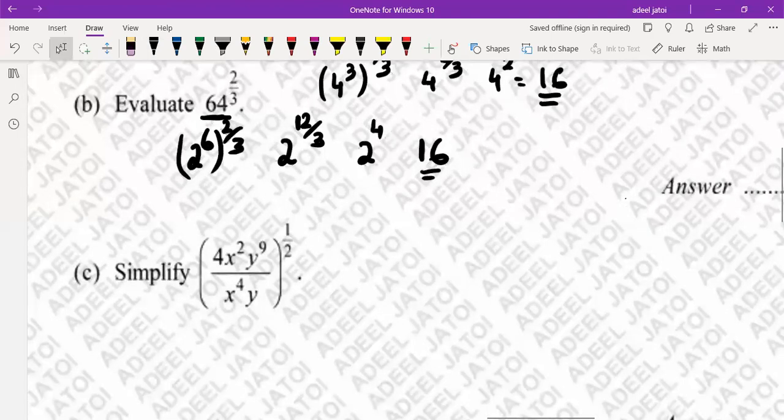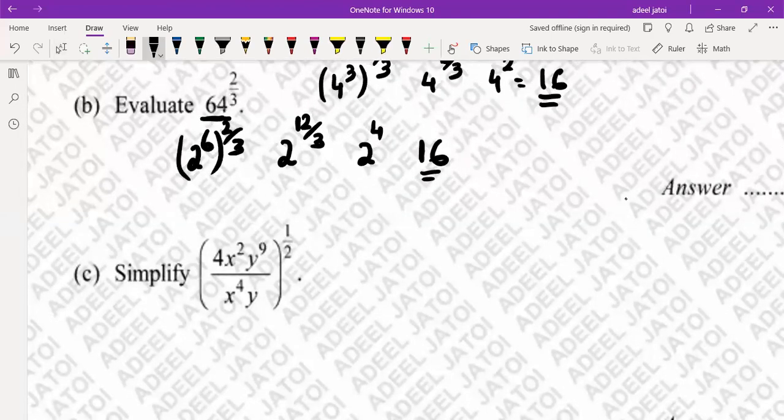In part C, you need to understand that there is numerator power as well as denominator power. So it's easier to cancel the powers because there is a division sign. What we can see is 4 is in the numerator, x squared is in the numerator, whereas x to the power 4 is in the denominator. So if we cancel square and 4, we will be left with square only. Whereas we have y to the power 1 in the denominator and y to the power 9 in the numerator. 1 is cancelled with 9, so you will be left with to the power 8.